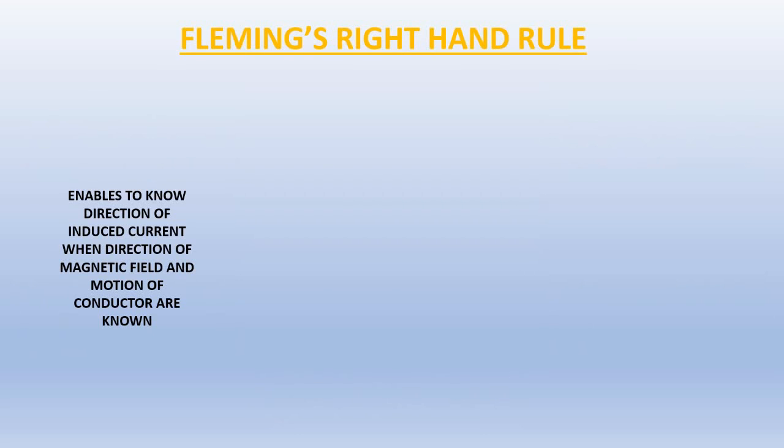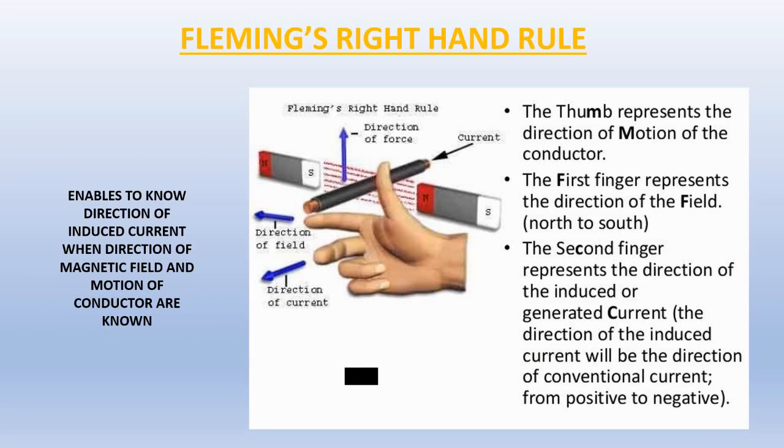To understand the direction of the current, let us understand what Fleming's right hand rule is. This rule enables us to know the direction of the induced current when the direction of the magnetic field and the motion of the conductor are known. The thumb, index finger and the second finger of the right hand are stretched perpendicular to each other.